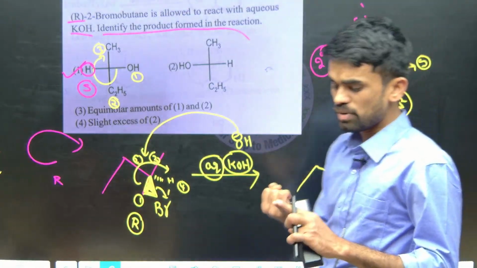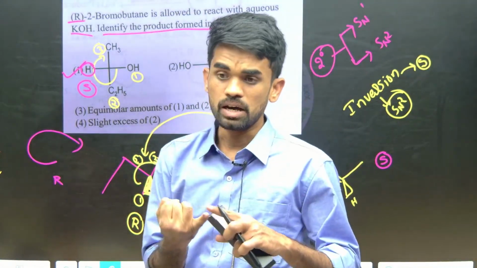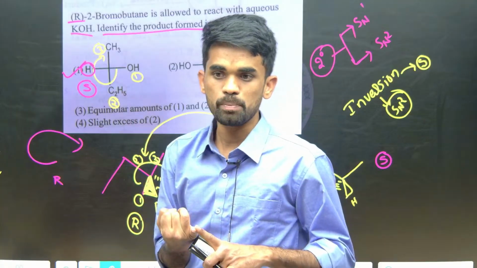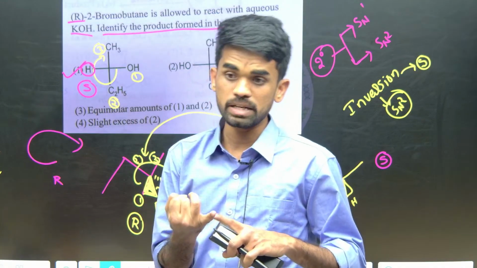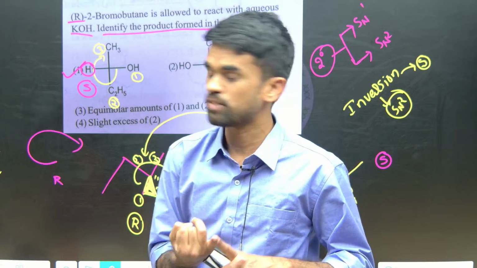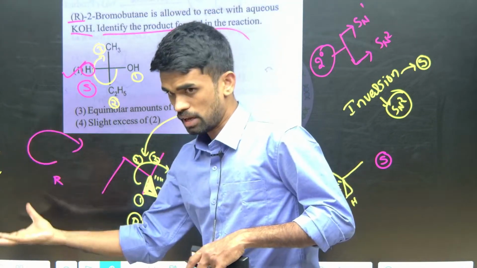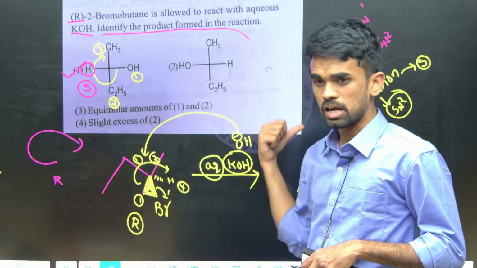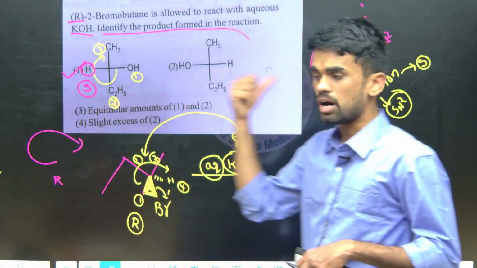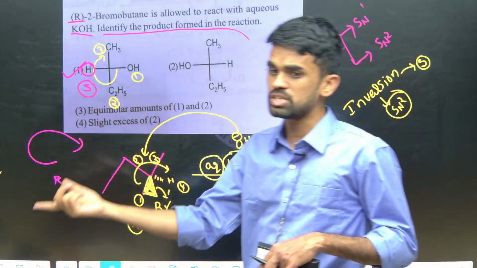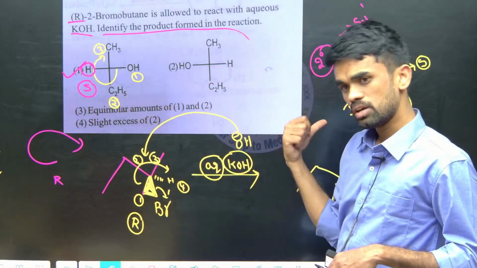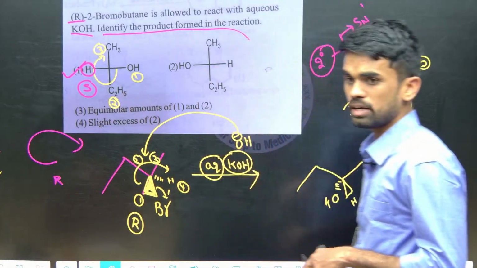See, in an SN1 reaction what happens? A racemic mixture is given. Partial racemization is taking place. But in the case of SN2, there is inversion of configuration. So an S configuration reactant gives an R configuration product, and an R configuration reactant substrate gives an S configuration product. Like that you need to remember.